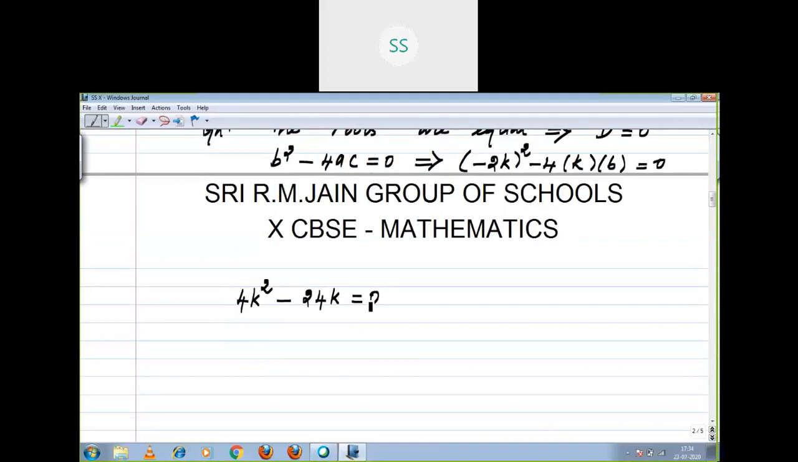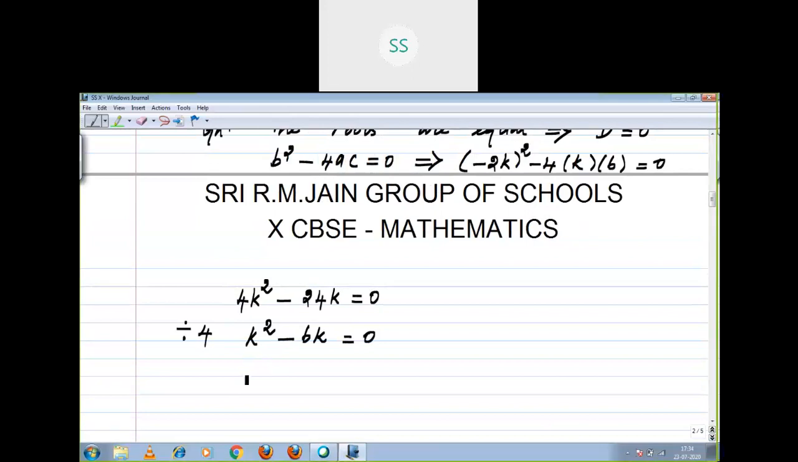Already I discussed this, right? Both the things are multiples of the same number. You can divide by the number. Which is common here? 4 is common. So use that and divide. What you will get? K square minus 6k equal to 0. Because it is a quadratic, you don't want to take 4k as common. You have to take only 4 as common.